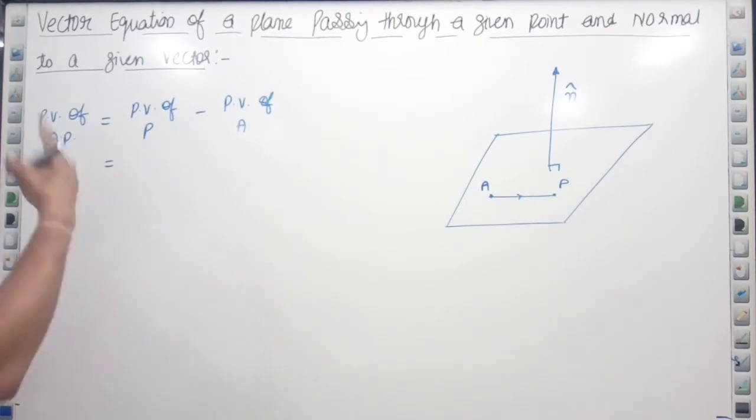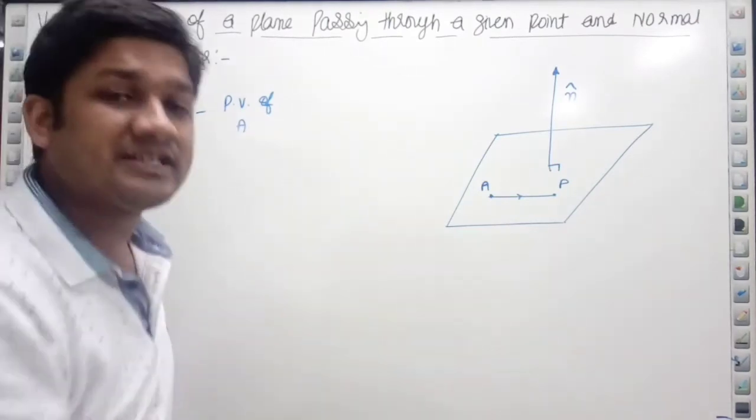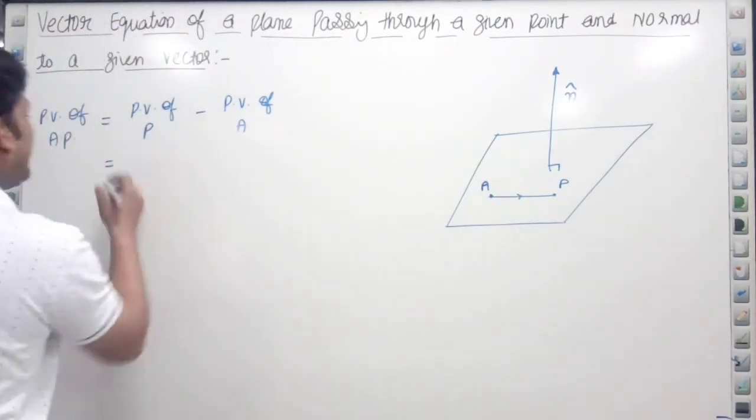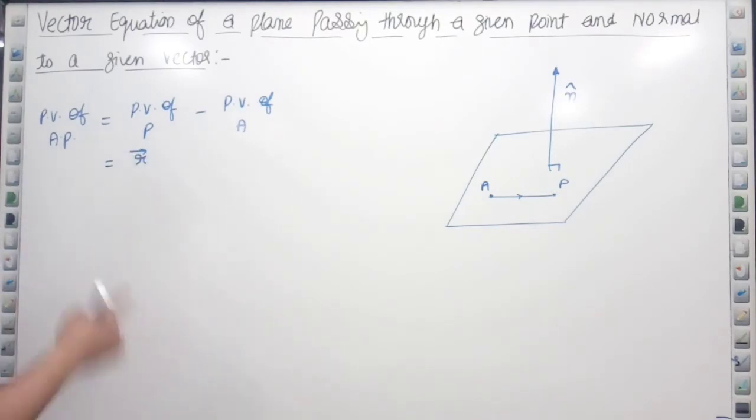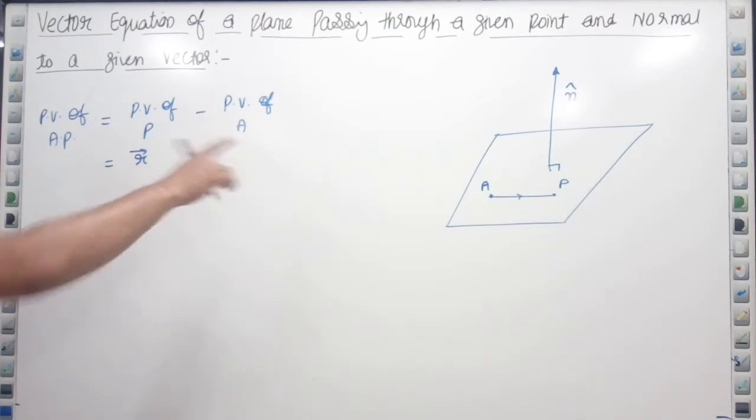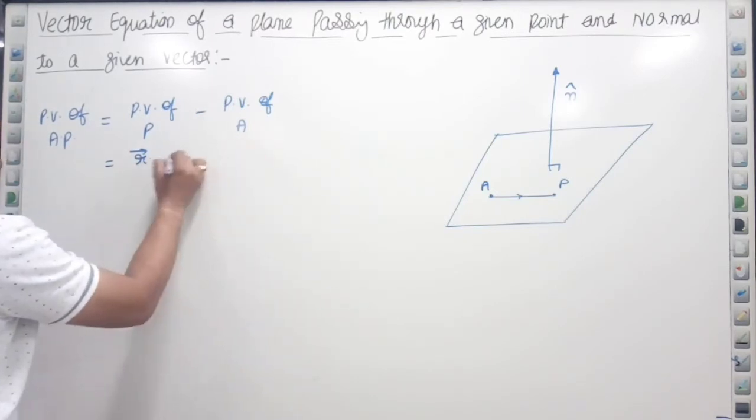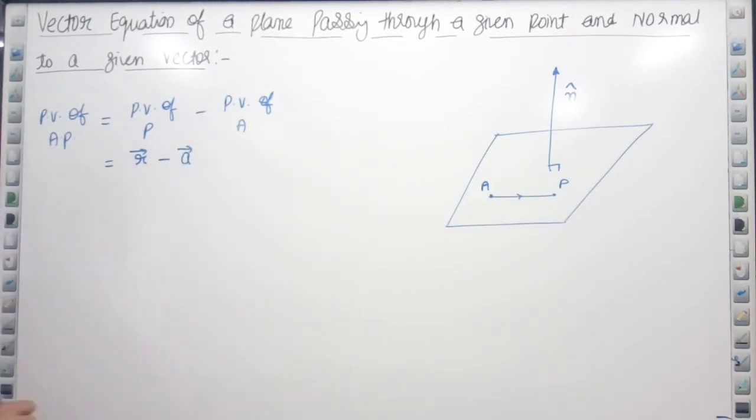Now P is a random point. Random point means x, y, z. What will be its position vector? xi plus yj plus zk, that I am writing as r. r is denoting every point on the plane, and the position vector of A is given, that I am writing as small a.